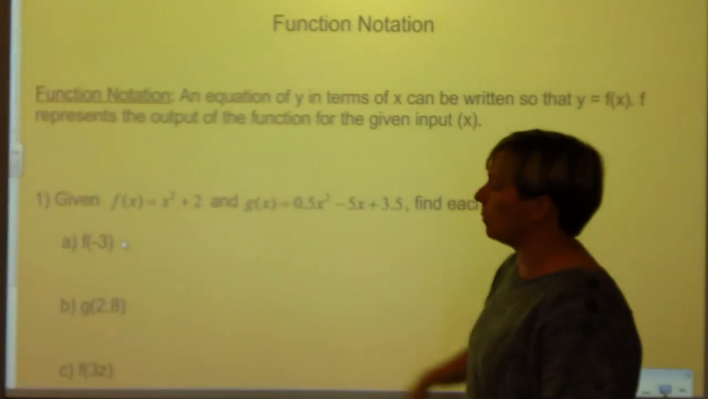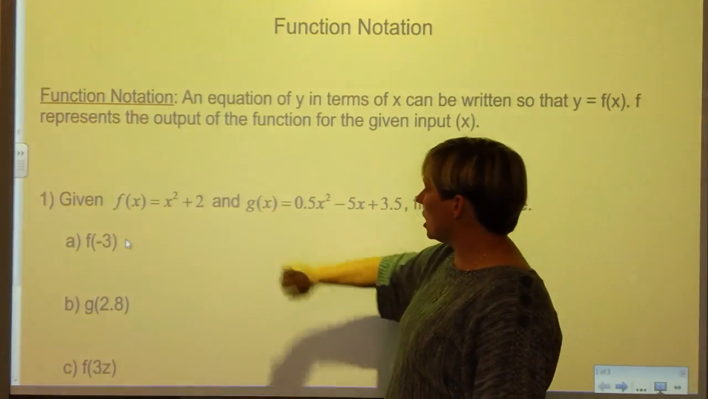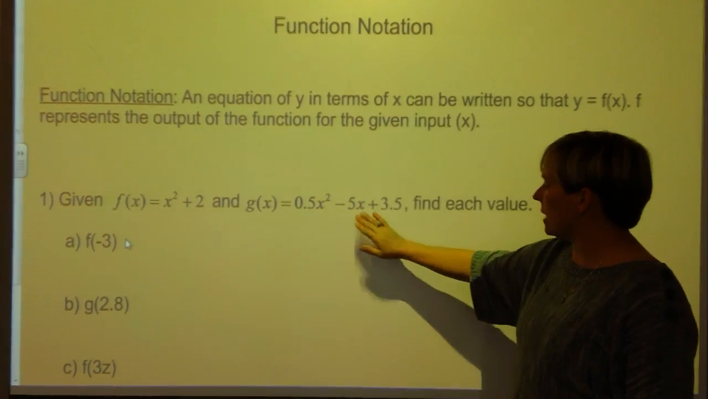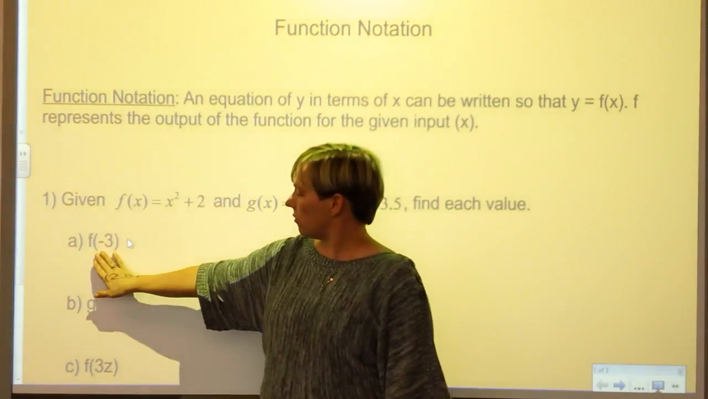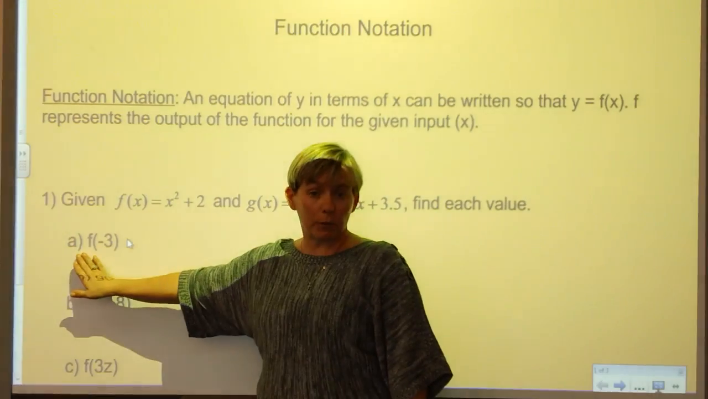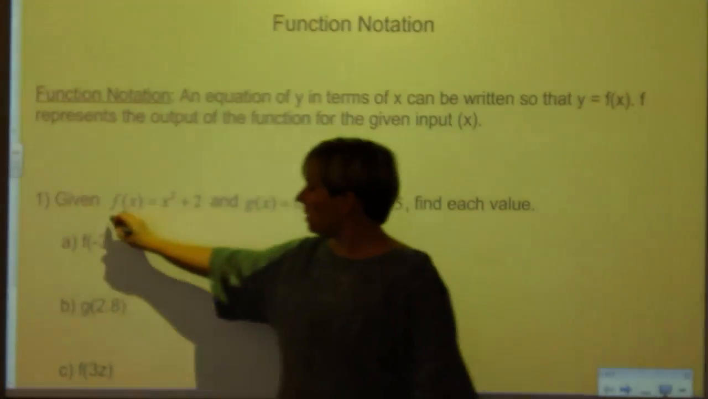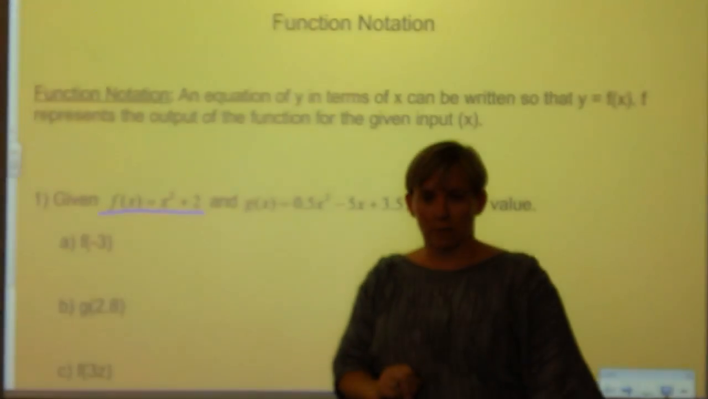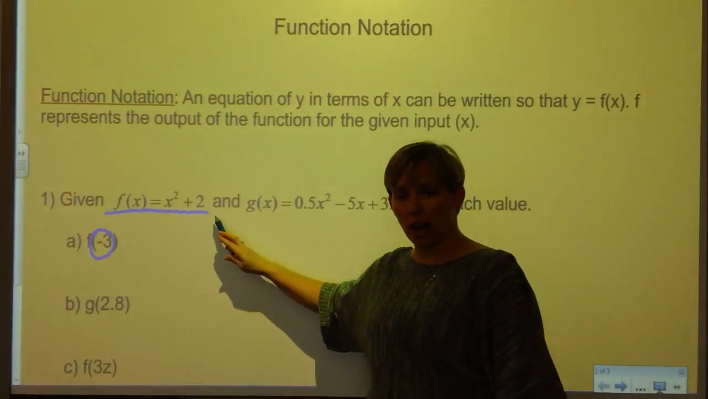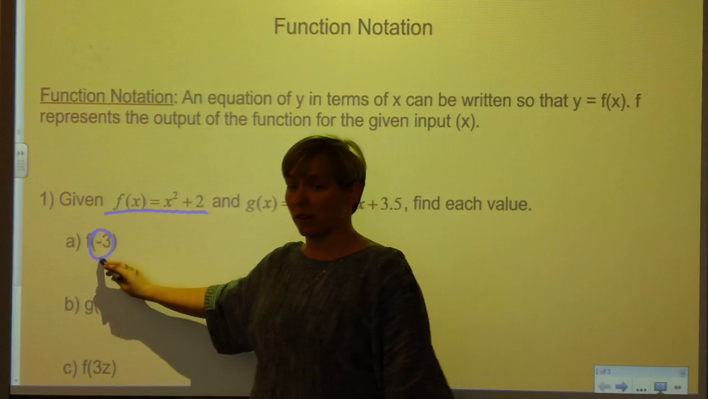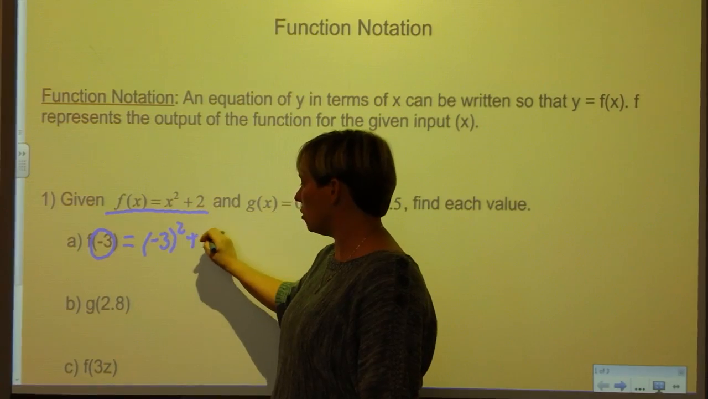So here's how this looks in an example. I can give you two functions. I can say given f of x equals x squared plus 2, and g of x equals 0.5 x squared minus 5x plus 3.5. We're going to find each value. The first value in A I'm asking you to find is f of negative 3. I would read it, the function of negative 3. This f is telling me that I want to use this function right here. This negative 3 is telling me that everywhere in this function I see an x, I want to replace with a negative 3. So what I end up getting is negative 3 squared plus 2.